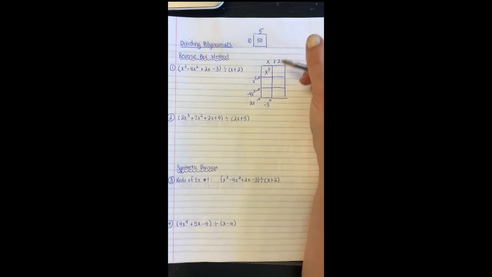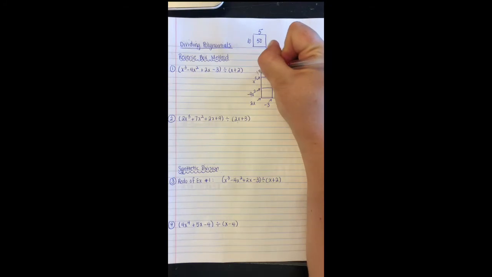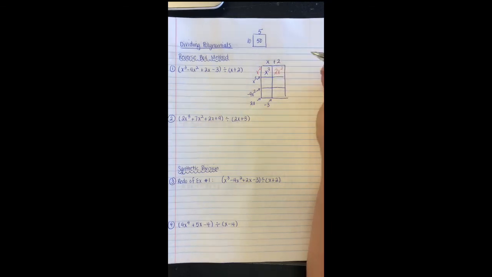I'm going to start by putting x cubed in the top left-hand corner box. That's always where you're going to start. If I know the area is x cubed and one side is x, then the other side has to be x squared. So I'll do this. X squared multiplied by 2 comes out to be 2x squared.